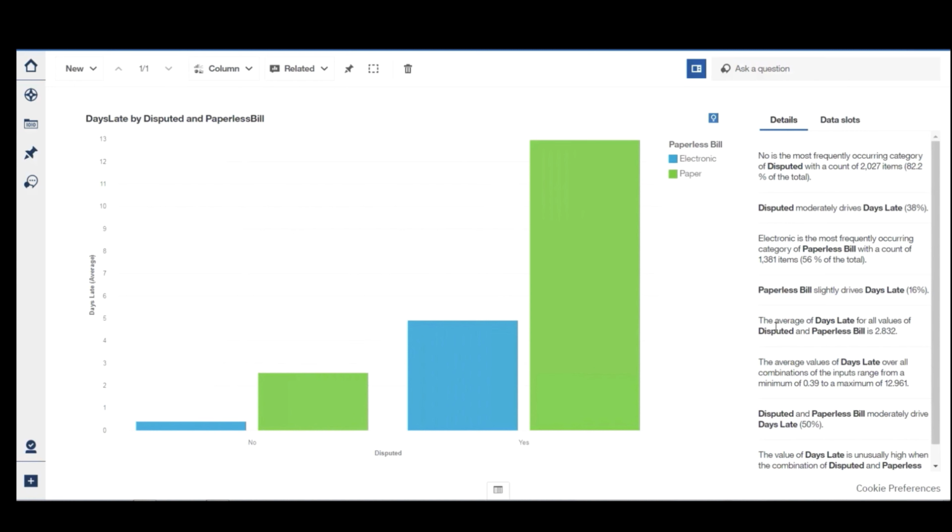So I can look at these things. No is the most frequently occurring category of disputed, so it means no disputes, luckily. But it's going to go through and tell me how many items are disputed and not disputed in the data set that I'm looking at.